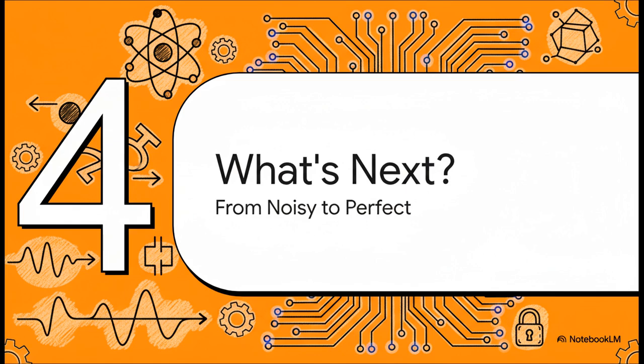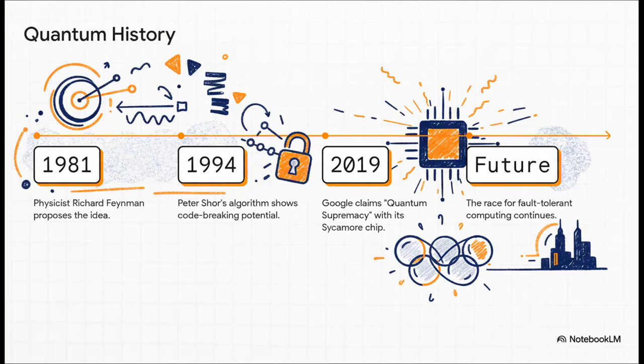So where are we today with all this? Well, we're in this really fascinating moment, this transition period. We're moving from the early experiments to machines that are right on the edge of being truly useful. You know, the idea was first picked up by the physicist Richard Feynman back in the 80s, and it got a huge boost in the 90s with some breakthrough algorithms. But things got really serious in 2019.